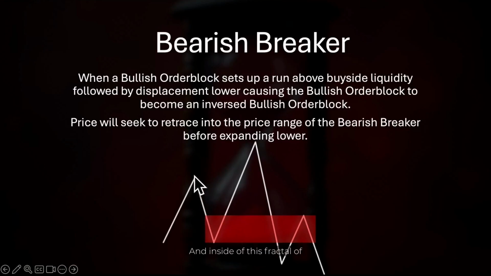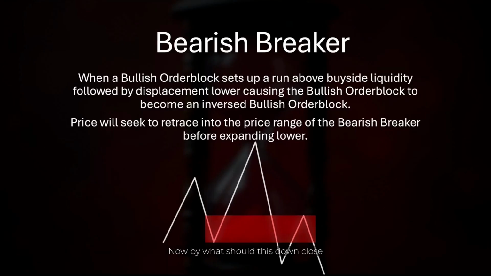And inside of this fractal of sell side and buy side delivery, you will see a down close candle form which set up the final run higher. This down close candle got utilized by smart money to buy off to target buy side liquidity resting above this high. The moment that the market displaces below this down close candle, so below this low right here, the final down close candle which formed right here is your bearish breaker, and that down close candle has to function as resistance on price in order for the order flow to remain bearish.